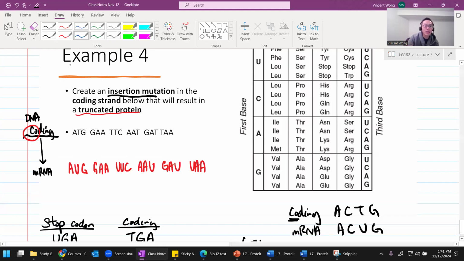So now we have to create a mutation. What we're going to do is add an extra U here to create a UGA, which would be the stop codon, right? Yes, because UGA, UAA, UAG are all stop codons. But we must reflect the change in our DNA sequence. So if you want to have an extra U here in the mRNA, what letter must we add in the original coding sequence?